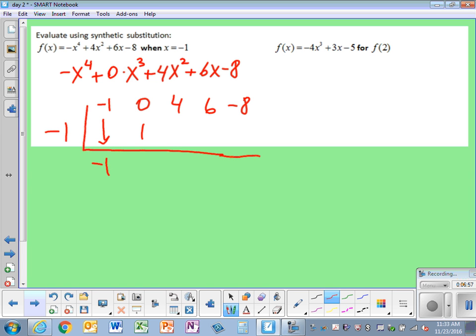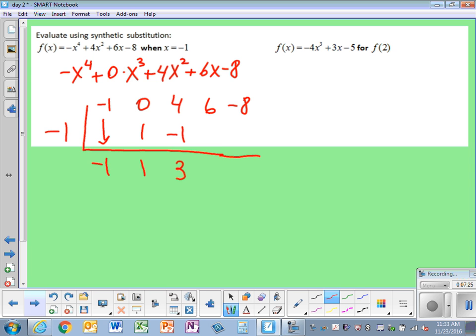I go zigzag. Now I have two numbers in the same column. I add them together. 0 plus 1 is 1. I need to go in diagonal, so I need to multiply. Negative 1 times 1 is negative 1. I add the numbers together. 4 plus negative 1 is 3.